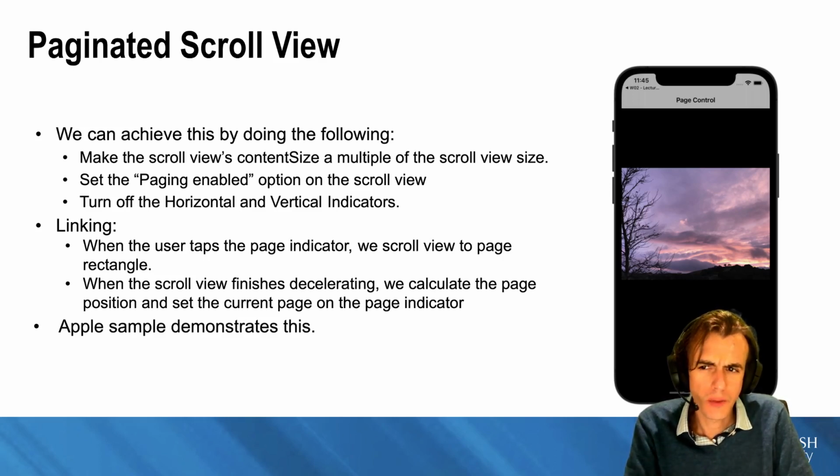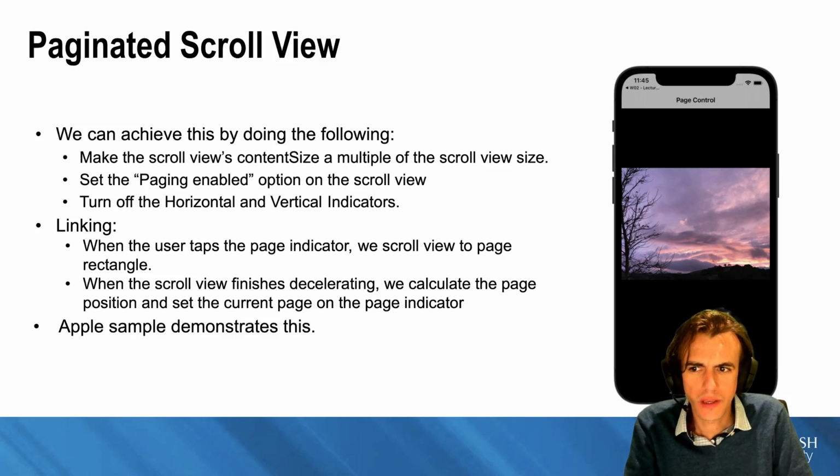The other thing typically we do is scroll views have an indicator that's displayed on the side to give you some idea of where you are within the larger view. We would typically turn these off for both the horizontal and vertical indicators for our paginated scroll view.